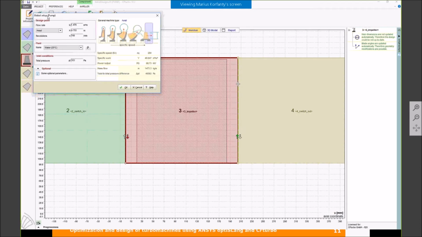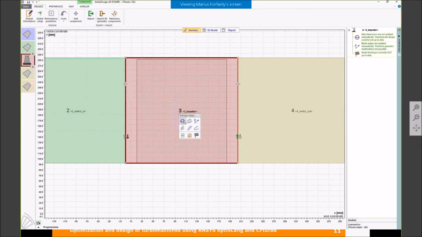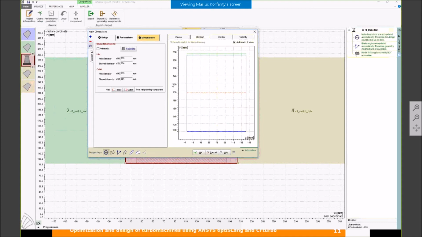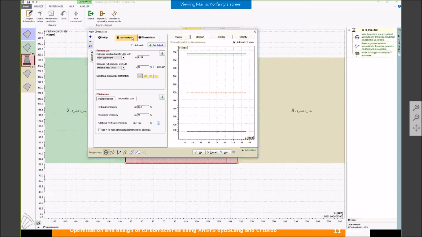After the definition of our design point, we will be guided step by step through the entire design process. First, we have to calculate our main dimensions. This is done by using empirical parameters, here in this case the work coefficient and the diameter ratio for hub and shroud.